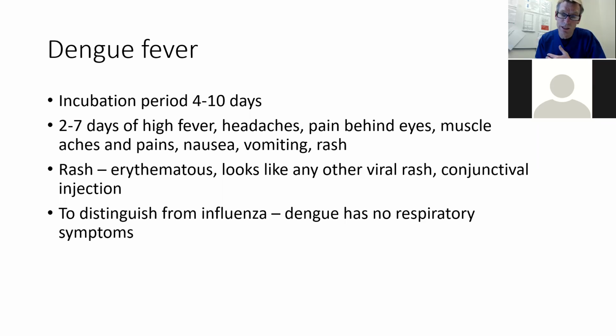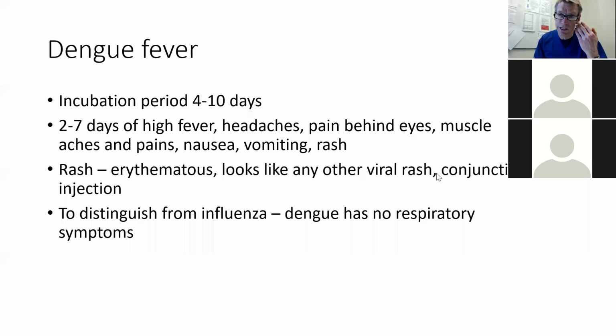The rash is often like any other sort of viral rash, like rubella or measles. It's an erythematous macular rash. Sometimes there's conjunctivitis. Rarely is there any respiratory symptoms. So one way to distinguish dengue from other sorts of viruses that give you rash is usually there's no respiratory symptoms. It's usually just fever followed by the rash and systemic features.